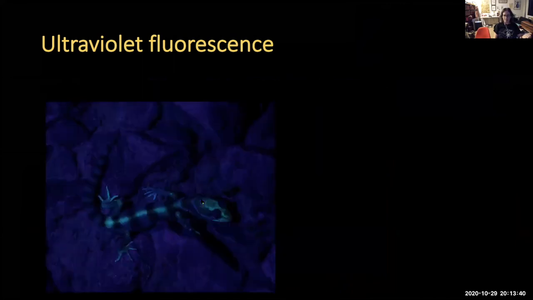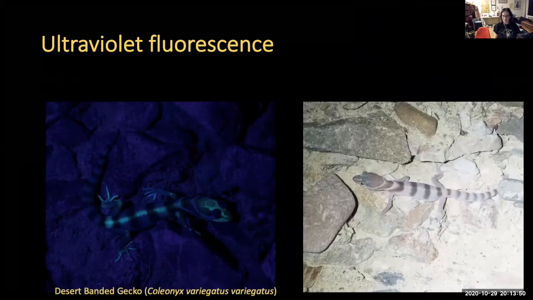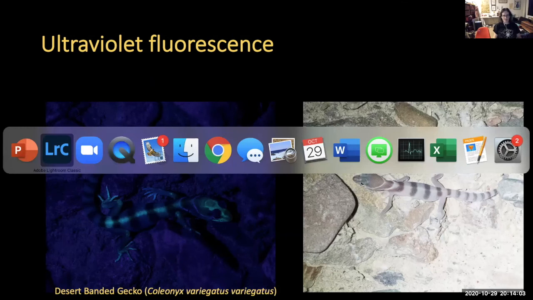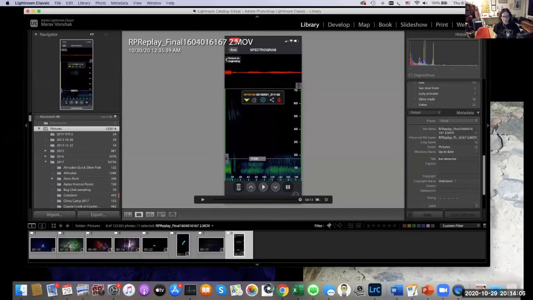And then one year we had this awesome surprise in Death Valley. So while looking for scorpions right next to our campsite, I saw this gecko. This is the desert banded gecko, which I don't know if common, but sometimes we see it in Death Valley. And apparently they fluoresce as well. And they just look like a special Halloween creature, it's just amazing. Let me play you a short video here.